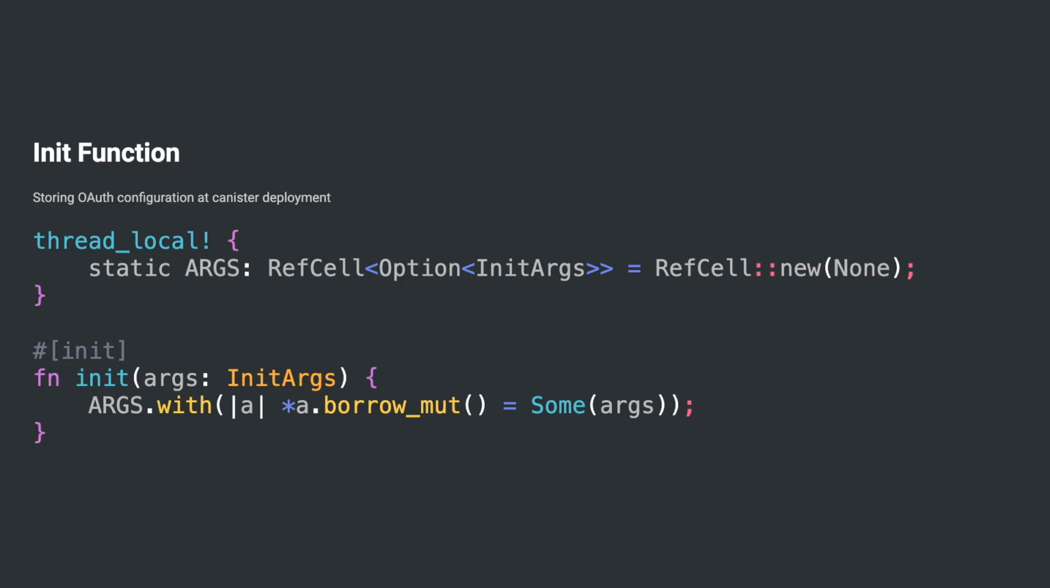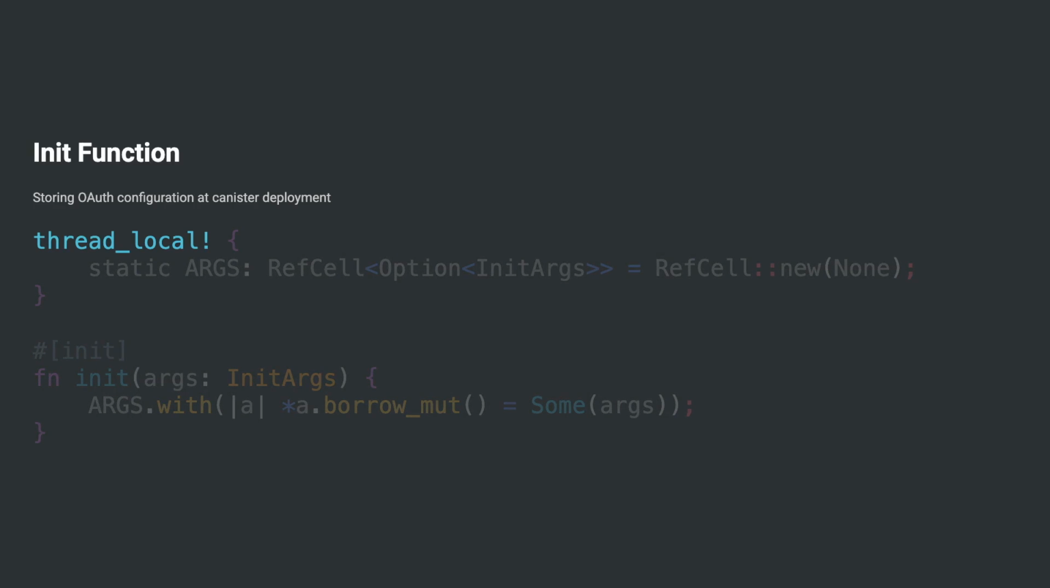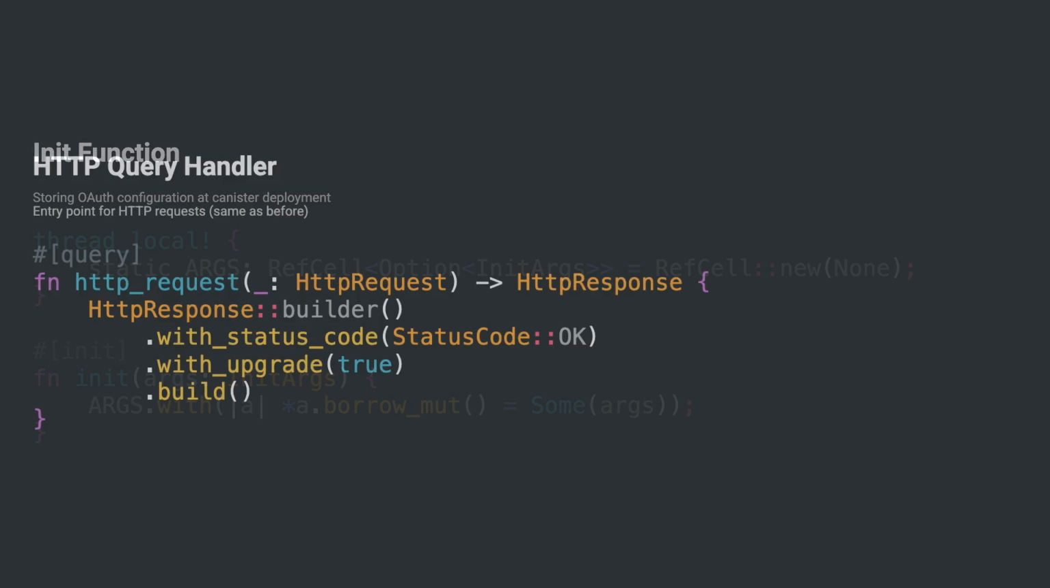Inside the init function, which is marked with the @init attribute, we take these arguments and store them in a thread local static variable named args. This makes the configuration accessible to our HTTP request handlers later on. This initial setup is a crucial one-time step to link your MCP server with the chosen authentication service.